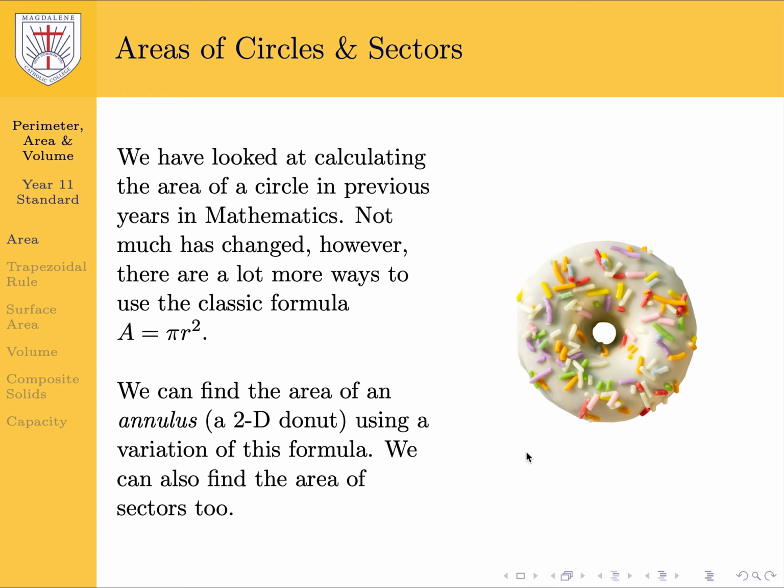So to start, we're going to look at finding the areas of circles and sectors. We've looked at calculating the area of a circle in previous years in mathematics. Not much has changed, however, there are a lot more ways to use the classic formula. Area equals pi r squared. We can find the area of an annulus, think about a 2D donut, like the picture there, using a variation of this formula. We can also find the area of sectors as well.